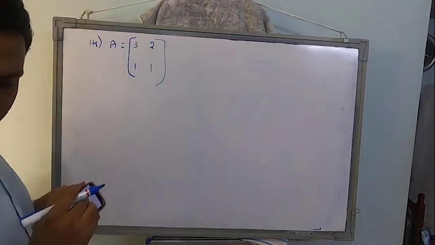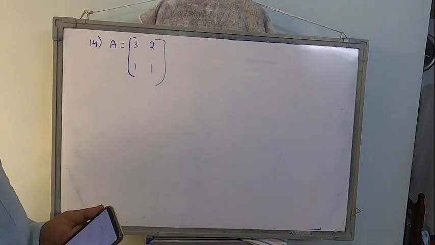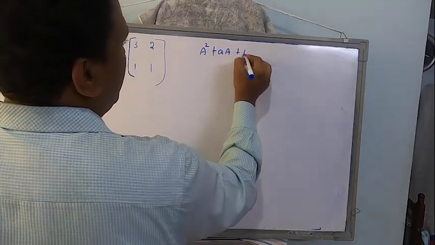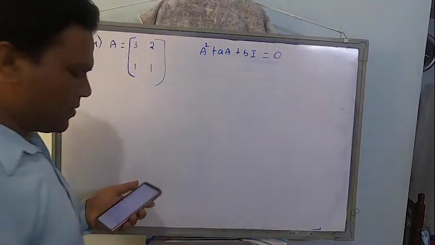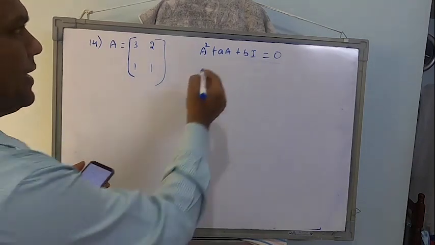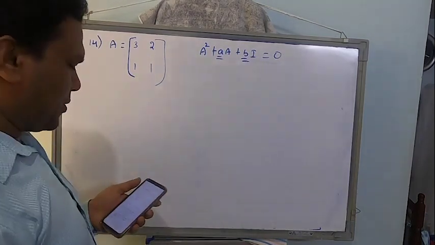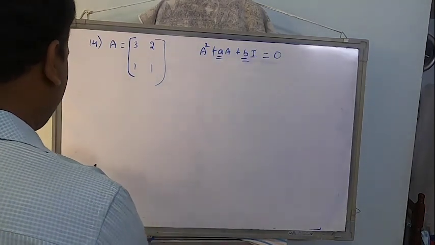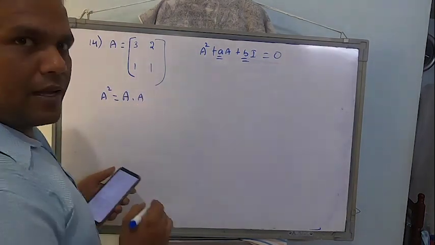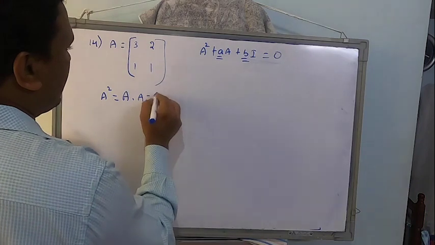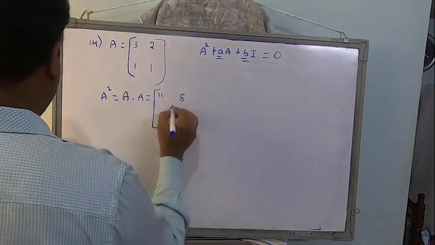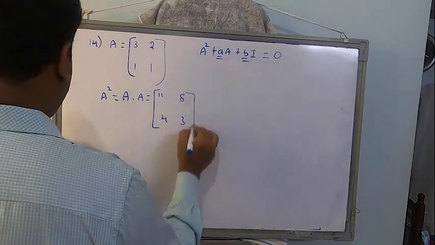Then they said something. Find the numbers A and B such that A square plus A into A plus B into I is equal to 0. This is the condition given to us. Correct, right? So you have to find the numbers A and B in this column. So how should it be done? First let us find out A square. So A square is A multiplied by A. You know what to do, but I will give you directly here. The value of A square will be 11, 8, 4, 3.